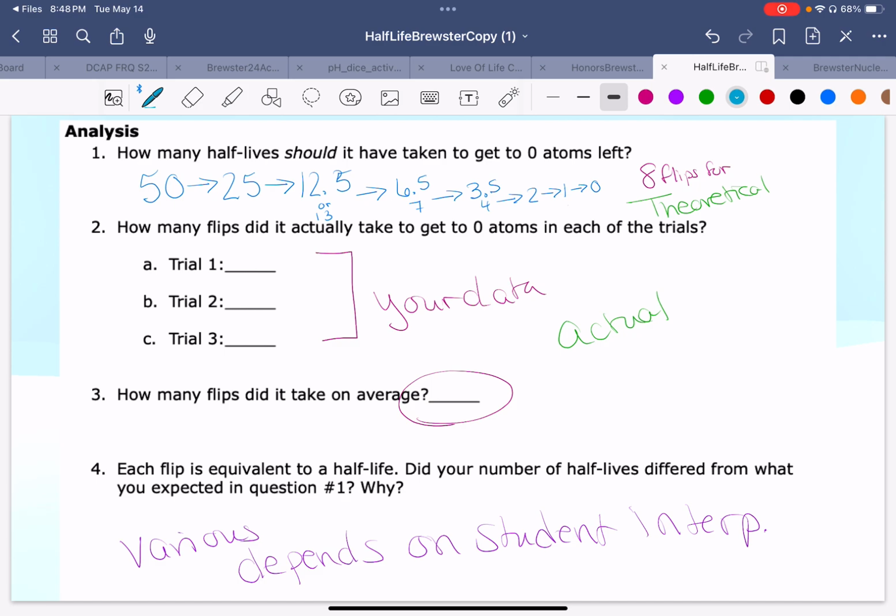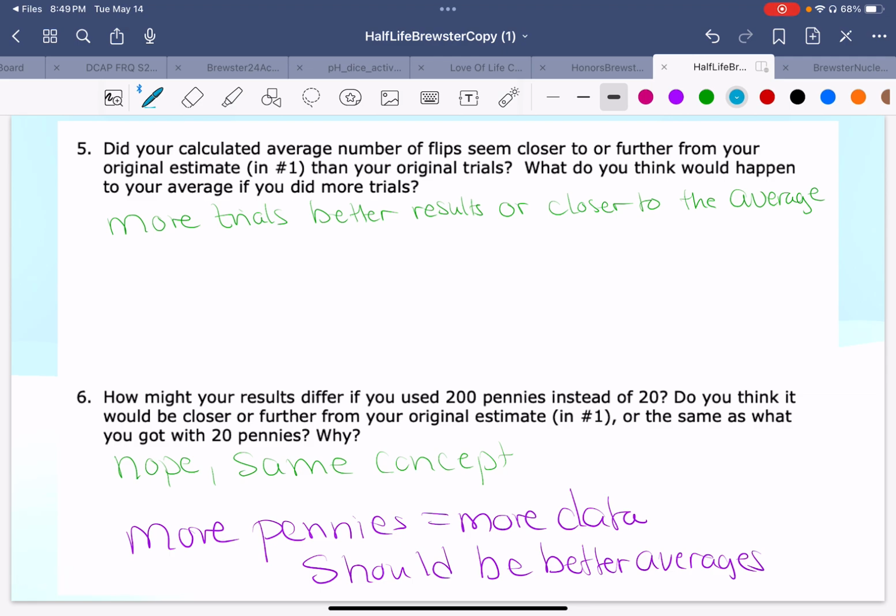Question number 4, each flip is equivalent to a half-life. Did your number on the half-lives differ from what you expected? Question number 1. That's dependent upon your interpretation. So look back at question number 1. How does it compare back to question number 1? Then, this is asking you, well, what would happen if you did more trials? And hopefully you understand at this point that if we did more trials, we should get better results and we get closer to the average. Question number 6. So if I do 200 versus 20, same concept. More pennies just means more data, and it should be better averages.